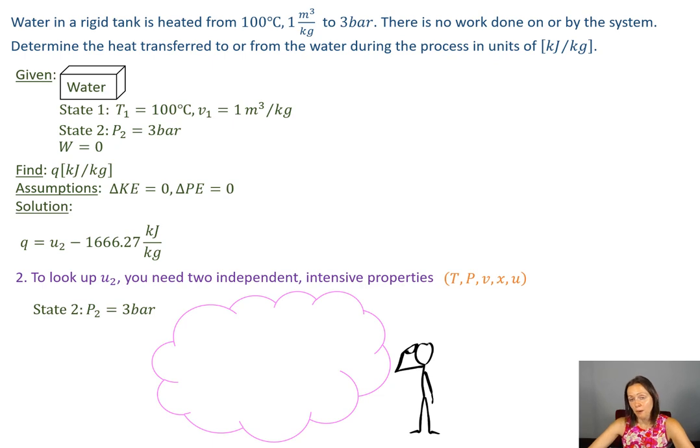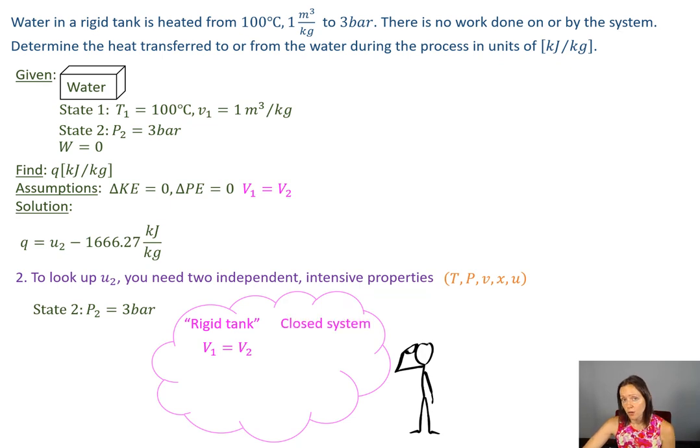I go back to my problem statement, and the problem statement says that I have a rigid tank, which tells me that the walls are not deforming, and so the volume of the tank and the volume of the water are not changing from state 1 to state 2. Well, volume's not really an intensive property, so I need something else.